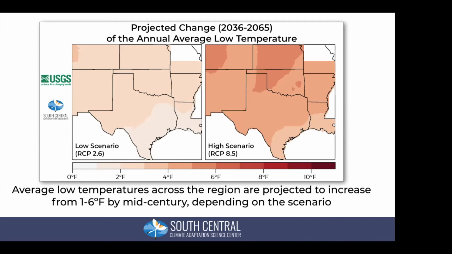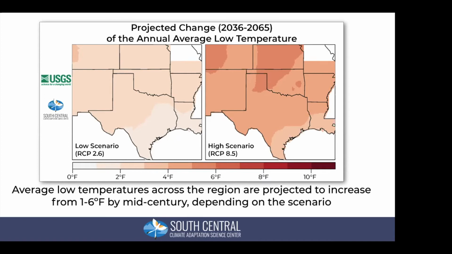Now, each map identifies the projected change in a given variable. These change maps show the difference between the future period and our recent historical period, which is from 1981 to 2005. Here, the future period is the mid-century from 2036 to 2065.